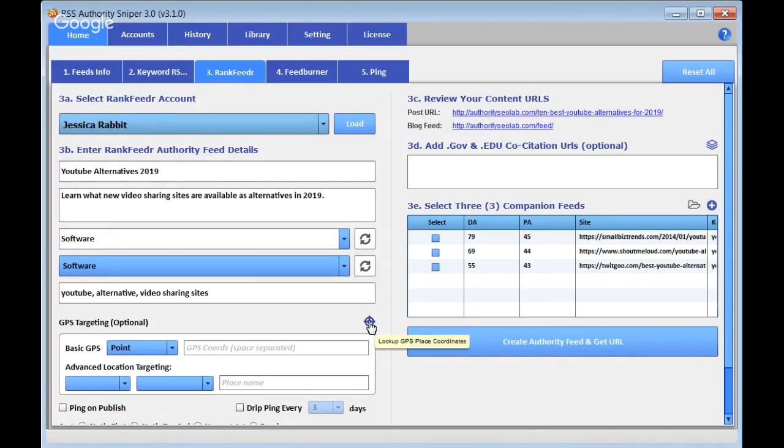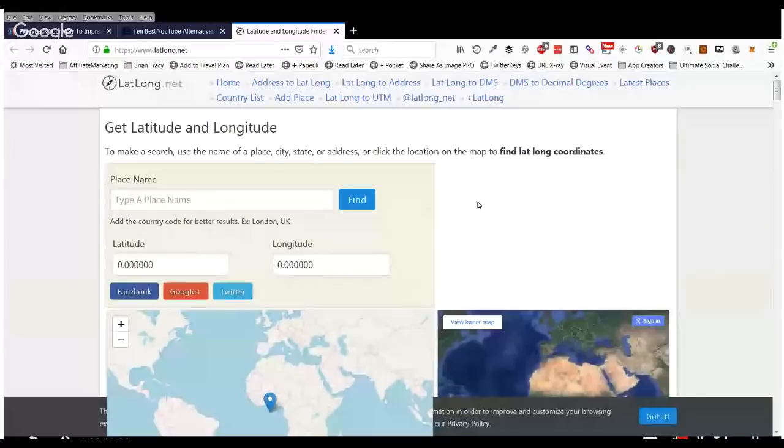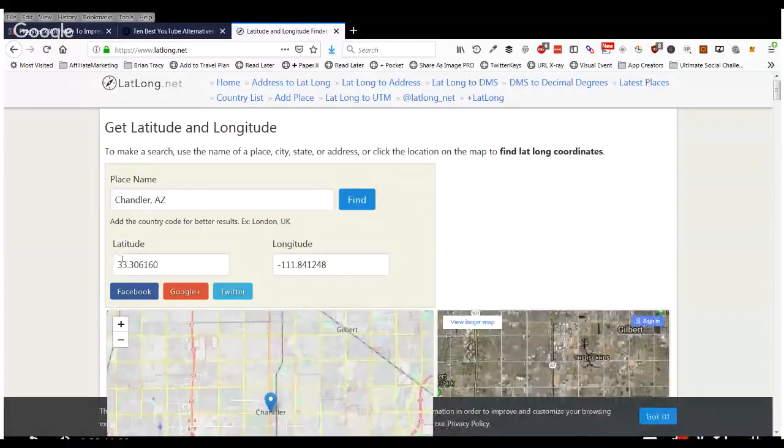Now, here there is a little button, the little GPS pointer, and if you click that, it will take you to a site where you can look up coordinates by place name. Okay, so this is latlong.net, and I can type in a place name. So if I wanted to pick out Chandler, Arizona as my city, just click find, and it will give me latitude and longitude.